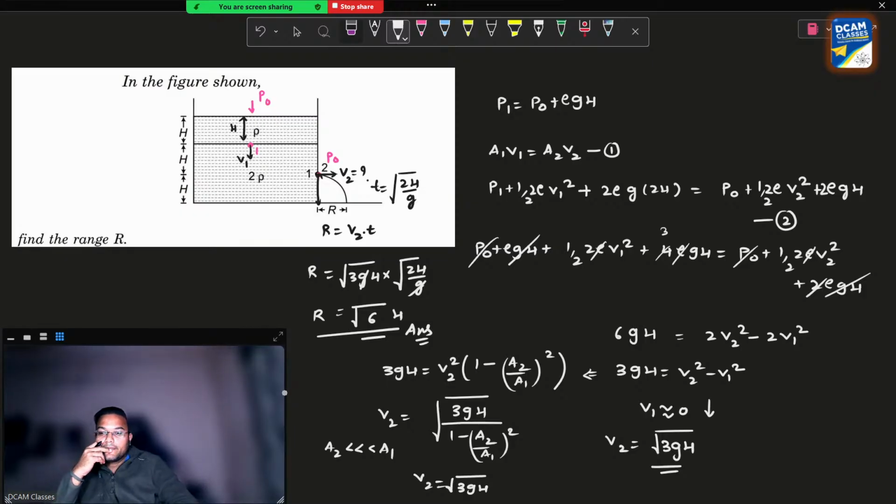Did you understand? Haripriya, Diva, Kanishka, how did I solve this? Yes, sir. After finding velocity, it's just kinematics.